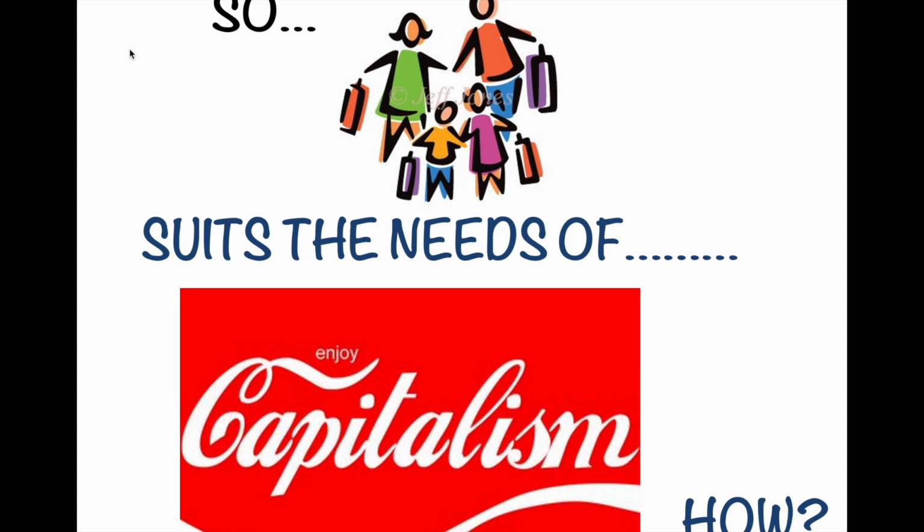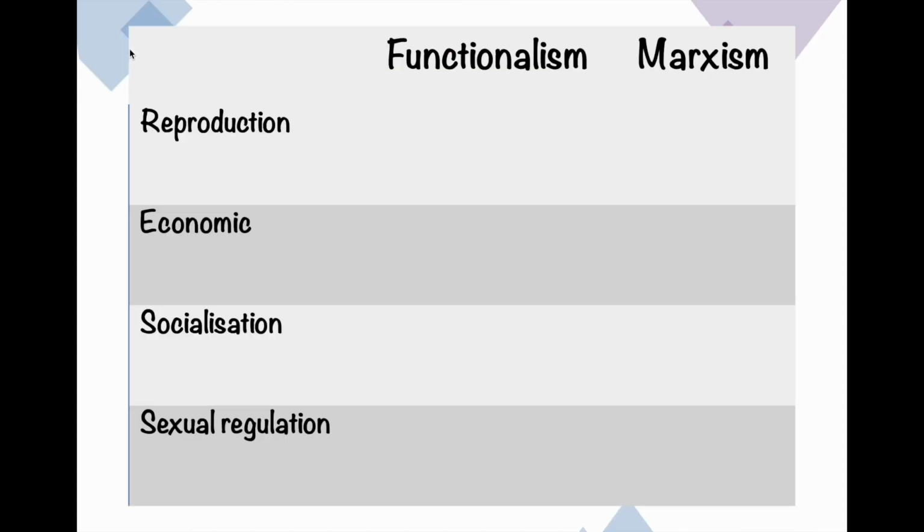So the family suits the needs of capitalism. Everything in Marxism is about suiting the needs of capitalism. The role of religion is about suiting the needs of capitalism. The role of the media is about suiting the needs of capitalism, etc. So again, just to recap, you can use these four functions for whatever theory you're talking about. It's just a different spin on those four functions.